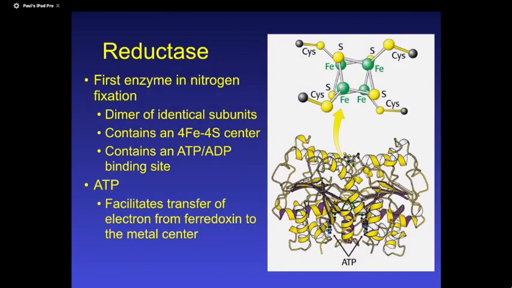The first enzyme in this is a reductase. And what we actually have is an iron-sulfur center that can hold a lot of electrons. It also contains an ADP-ATP binding site. And what the ATP does is change the conformation to allow the electrons to be accepted and then donated into the next enzyme. The electrons actually come from ferredoxin.